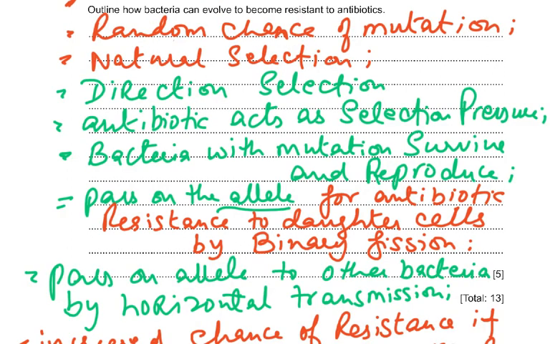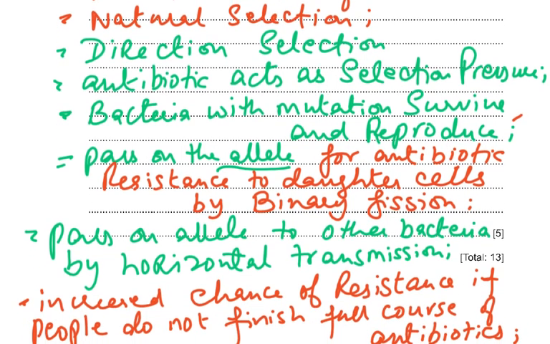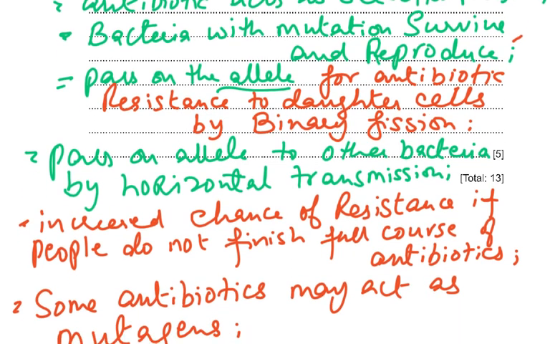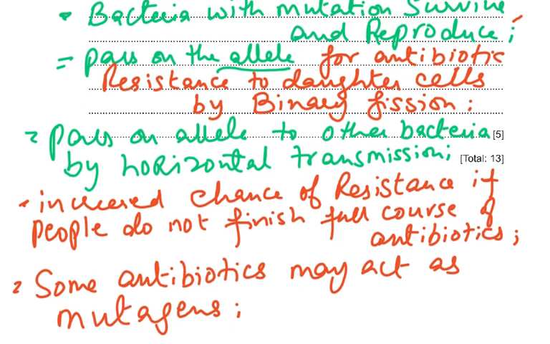So now look at the wordings of it. Random chance of mutation, 1 mark. Natural selection, directional selection, antibiotic acts as selection pressure. Bacteria with mutation survive and reproduce, pass on the allele for antibiotic resistance to daughter cells by binary fission, pass on the allele to other bacteria by horizontal transmission, and increased chance of resistance if people do not finish the full course of antibiotics. Some antibiotics may act as mutagens.